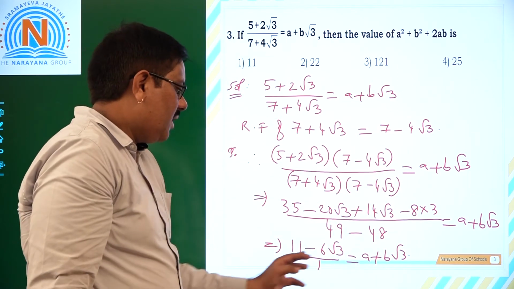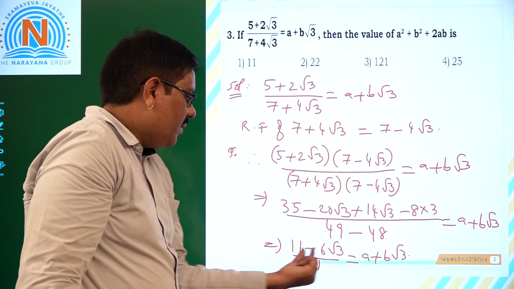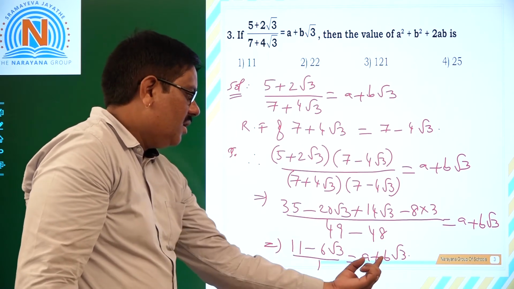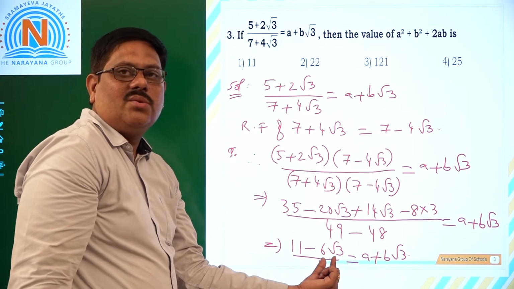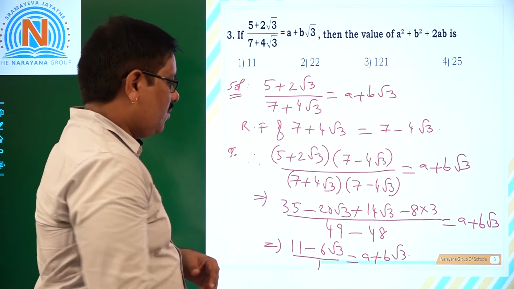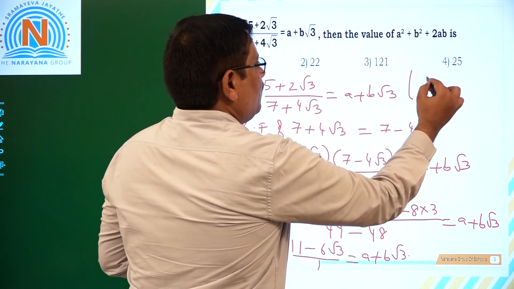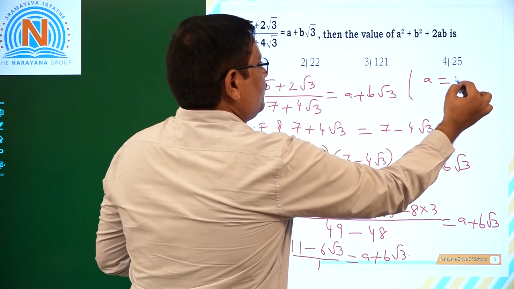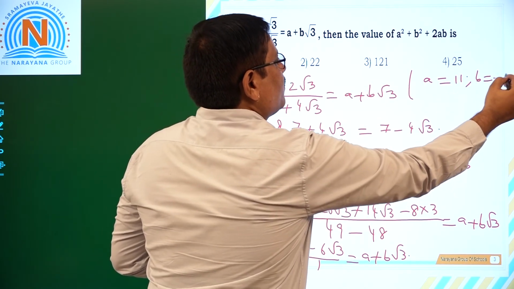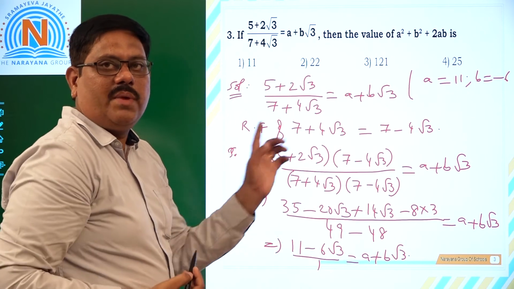So if you compare the terms, a will become 11, that is the rational part. b√3 is -6√3, so b will be -6. So what is the resultant answer now? a we can take as 11 and b we can take as -6. The value of a is 11, b is -6.